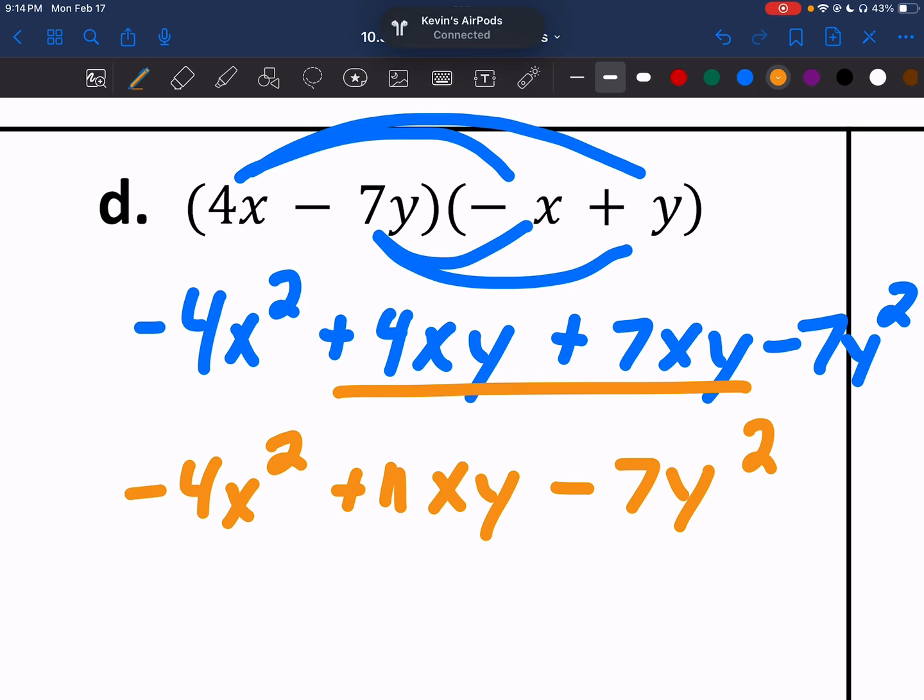These are all in our standard form. We don't need to do anything with it. Each one has the exact same degree, so we don't need to do anything else. We're just leaving it as is.